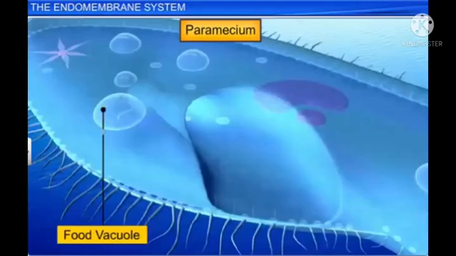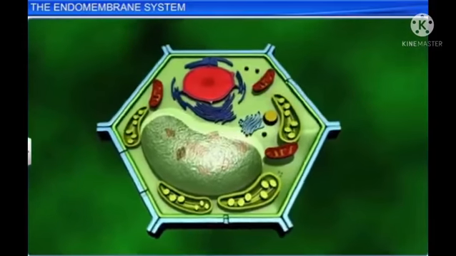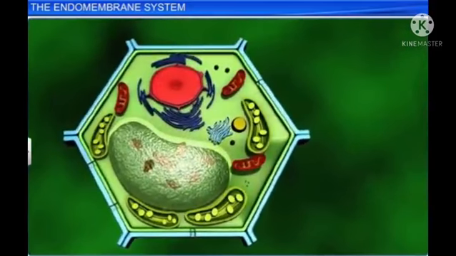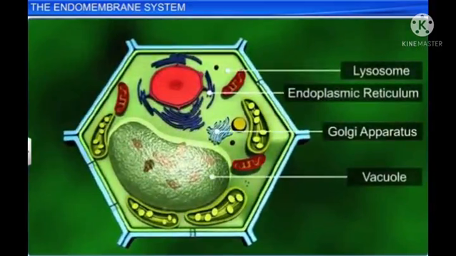All the organelles of the endomembrane system work in a coordinated manner and play a vital role in biosynthesis, processing, packaging, transport, and secretion of proteins and lipids, as well as in storage and digestion of wastes.